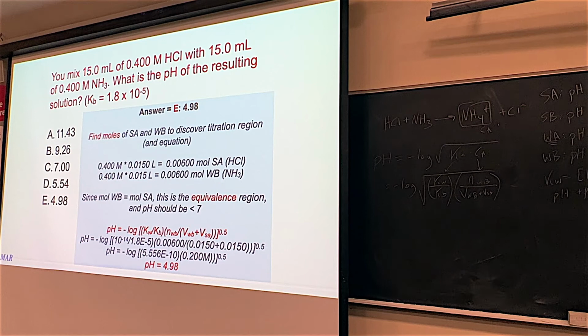However, if you think about the last problem with the graph, we said that weak base plus strong acid at equivalence, where the moles are equal, should be acidic. Well, this is a weak base plus strong acid, and we're at equivalence. So your pH should be acidic, all right? The first three are probably not gonna fly. It's probably gonna be one of these two. In this case, you can see 4.98. So that'll make your life a little bit easier and make sense of what you're seeing.